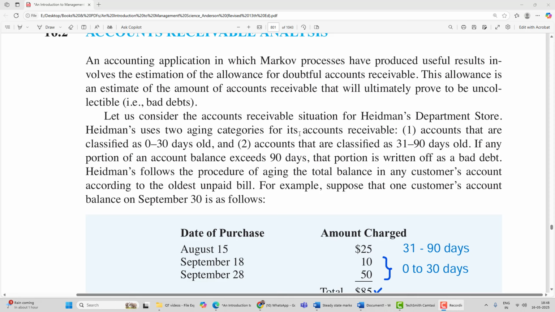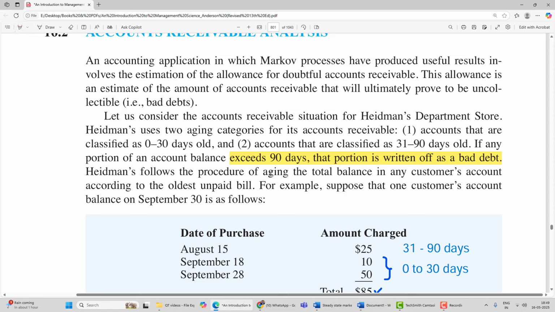So this particular company has two aging categories: accounts that are classified as 0 to 30 days old, and secondly accounts that are classified as 31 to 90 days old. Right. If any portion of the account balance exceeds 90 days, which is very important, it will be written off as bad debt. Right, it will be written off as bad debt.